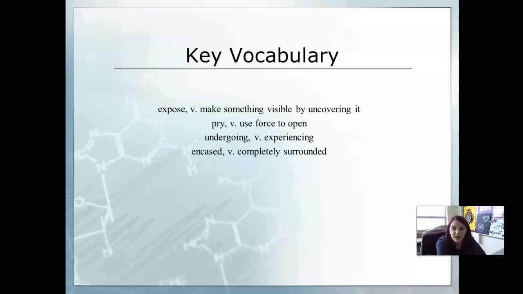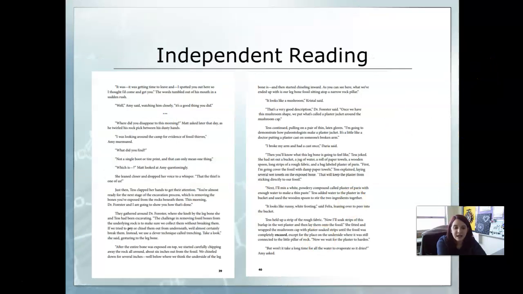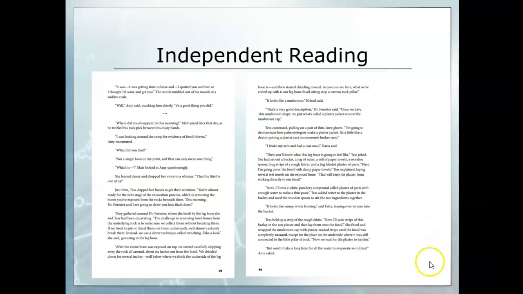Some key vocabulary for today. Expose is make something visible by uncovering it. Pry is to use force to open. Undergoing is experiencing, and encase is completely surrounded. Okay, here is the text for our independent reading for today.